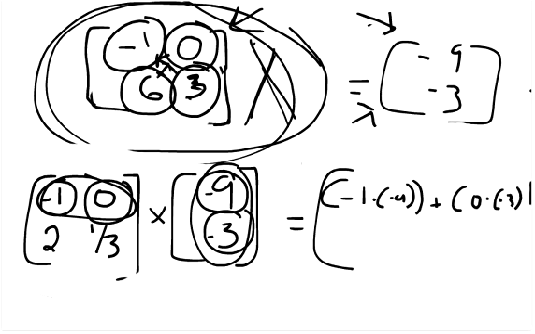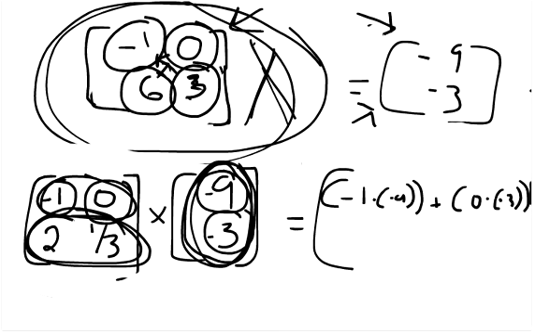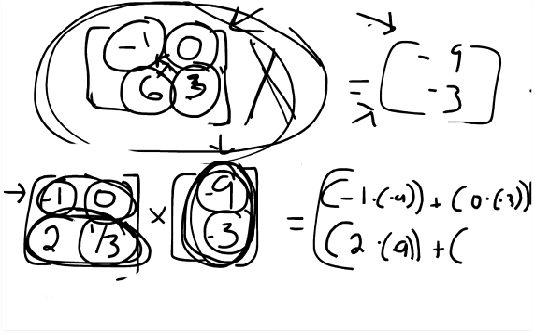Well, let me write it out just so you guys can see. And then second column times, of course, the first row because there's no more rows. Second row times the first column because there's no more columns. I keep getting the rows and columns mixed up. Pardon me, guys. Remember, rows are left and right. Columns go up and down. So now it would be 2 times -9 plus 1/3 times -3.